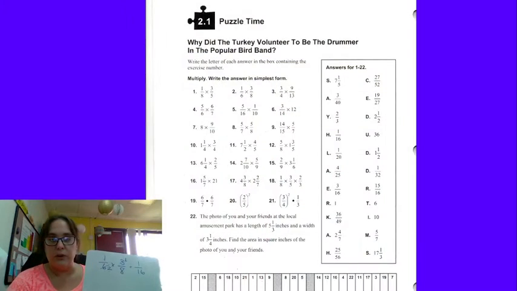So look back at your worksheet, and you're looking for 1/16. It is right here. So down below, this was problem number 2. Number 2, you're going to write H.